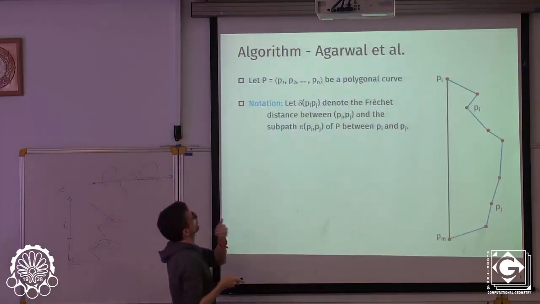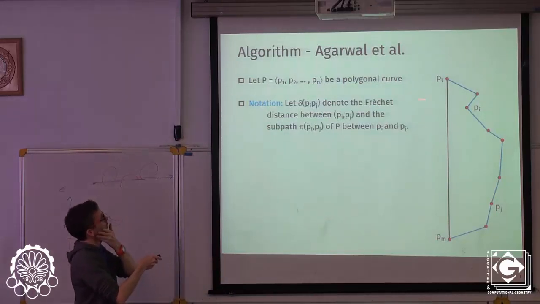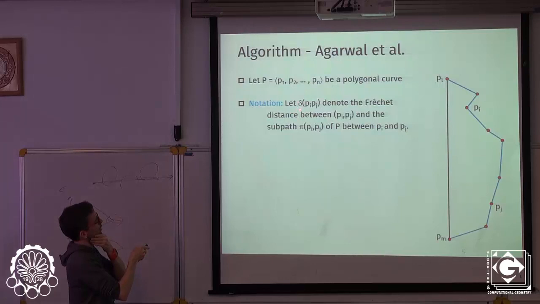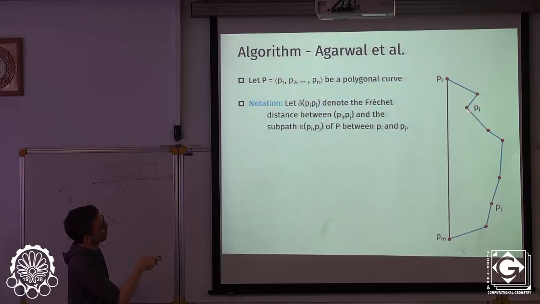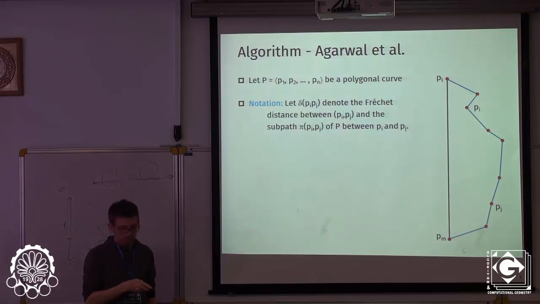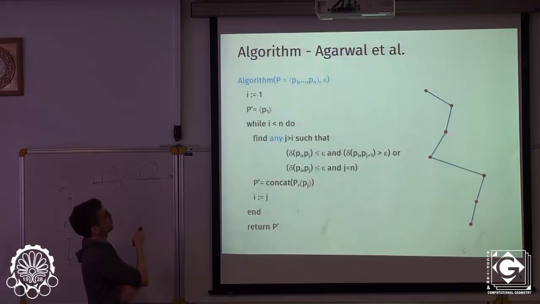Okay, so the algorithm works as follows. We have again this polygonal curve, and as notation, because we will use it a lot, delta(pi, pj) will denote the Fréchet distance between the segment pi pj and the subcurve between pi and pj. And this is now the algorithm.